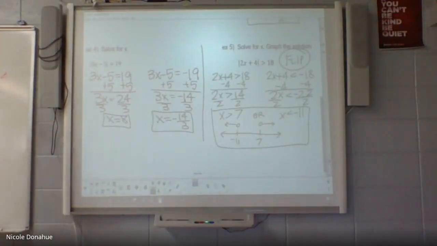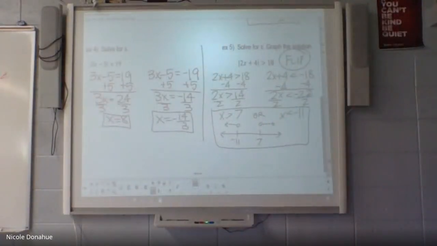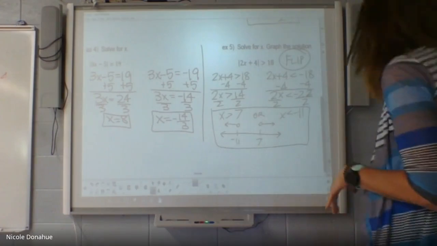So that was chapter 1. There was quite a bit in chapter 1. Then in chapter 2, we got into graphing lines, graphing inequalities, writing equations, graphing absolute values, so a whole lot in there.